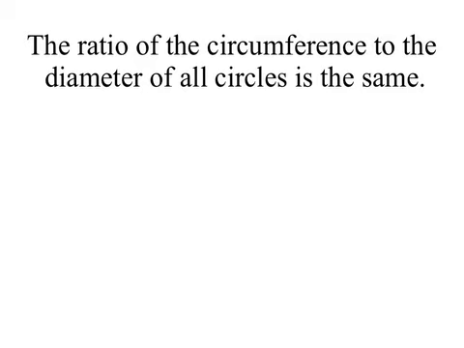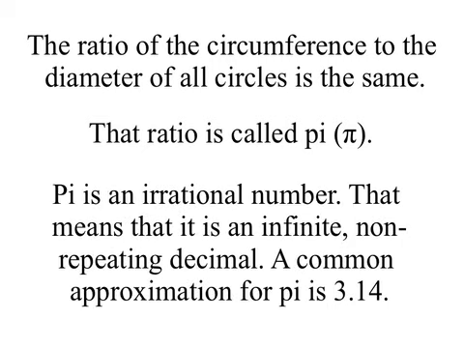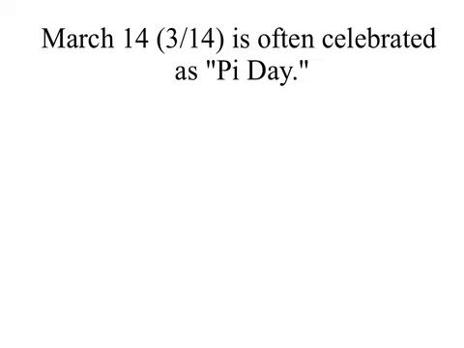You may already know that the ratio of the circumference to the diameter of all circles is the same, and of course that ratio is called pi. Pi is an irrational number. That means that it is an infinite non-repeating decimal. A common approximation for pi is 3.14.